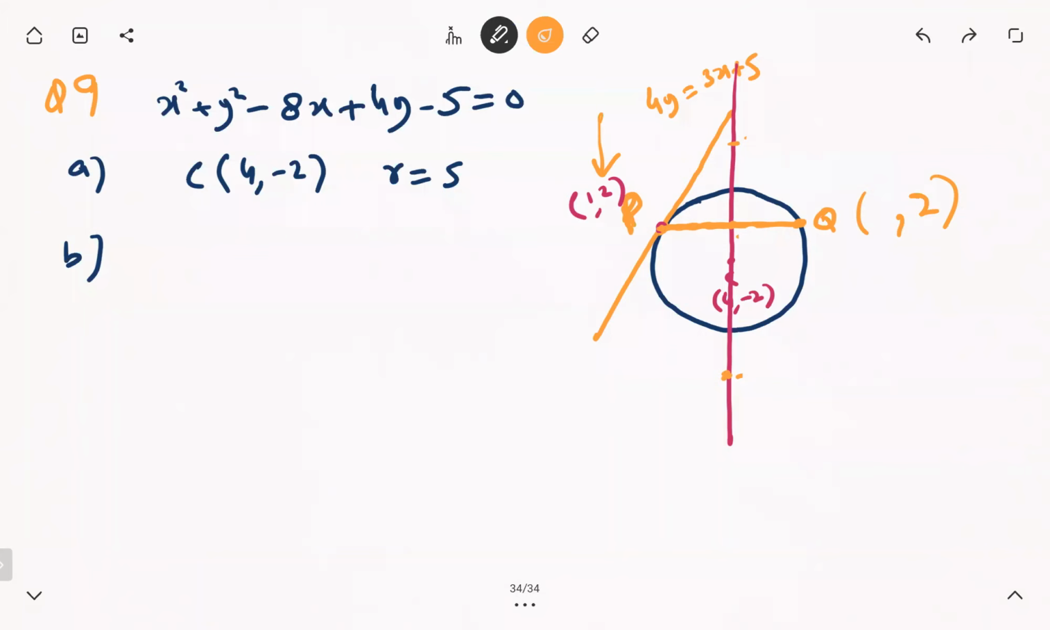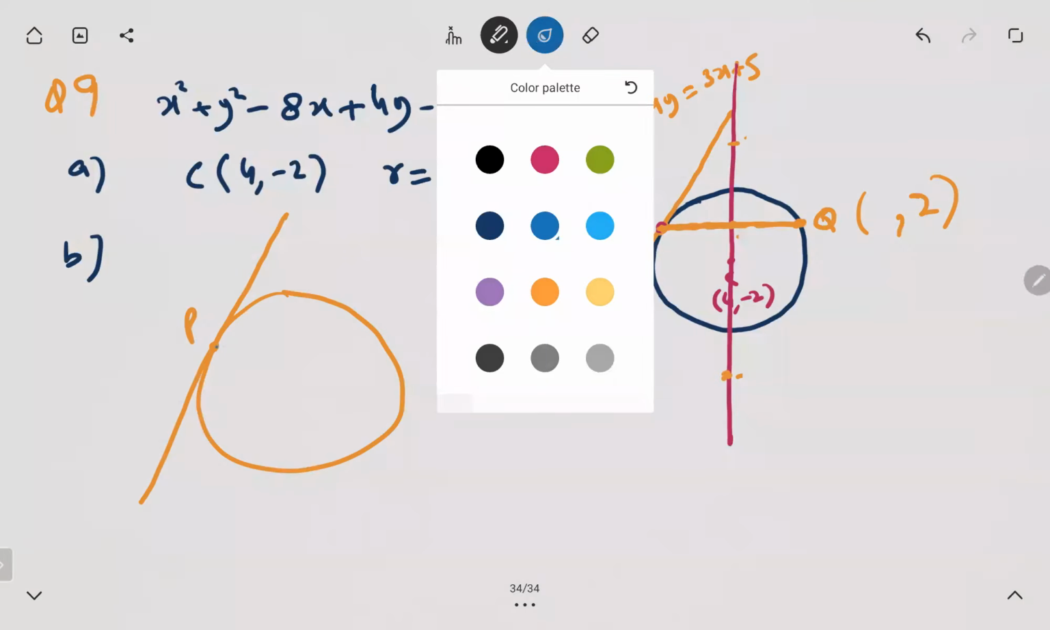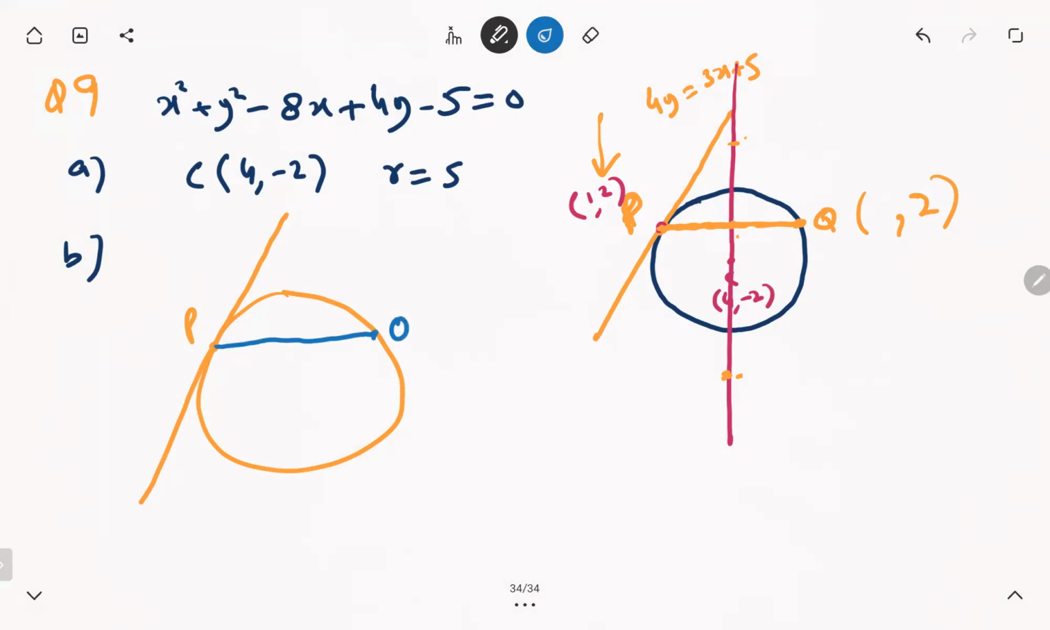Okay, someone asked for the sketch. How did you draw the sketch? Basically, the information given in the question was that P is somewhere on the circle, and there's a tangent at P. You have found the equation of the tangent in the previous part. Then it said that PQ is parallel to the x-axis. So if it is parallel to the x-axis, it means here should be Q. Now we want to find the coordinates of Q.